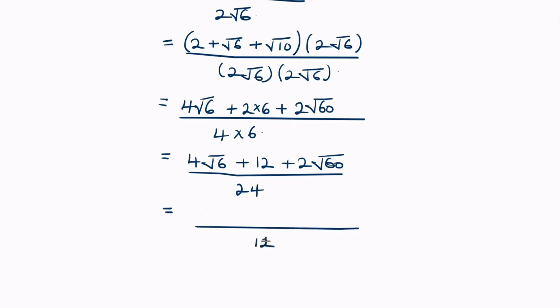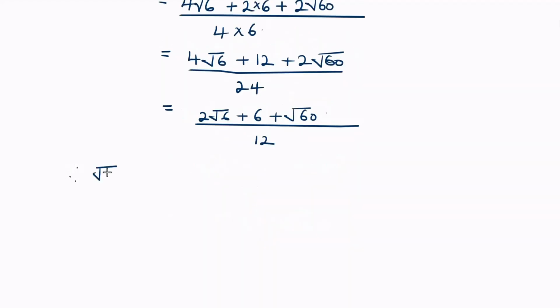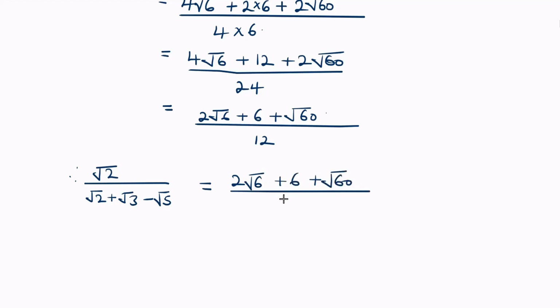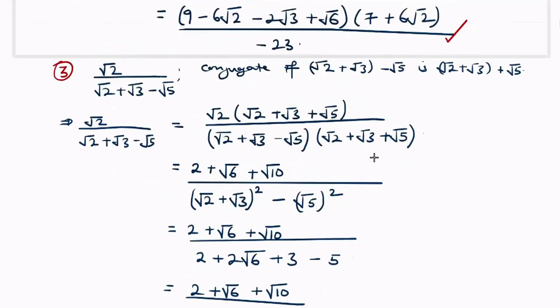The denominator is going to be 12. Then 4 divided by 2 remains 2 root 6, plus 6, plus root 60. Therefore, root 2 divided by root 2 plus root 3 minus root 5 is the same as 2 root 6 plus 6 plus root 60 divided by 12. This becomes the answer for part number 3.